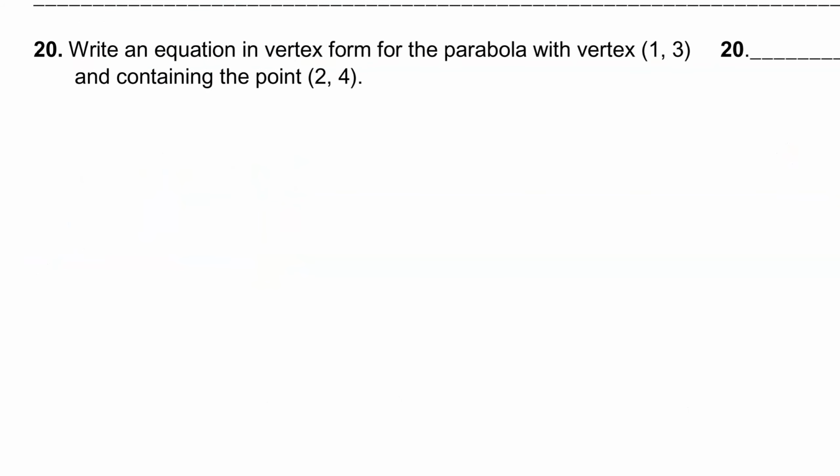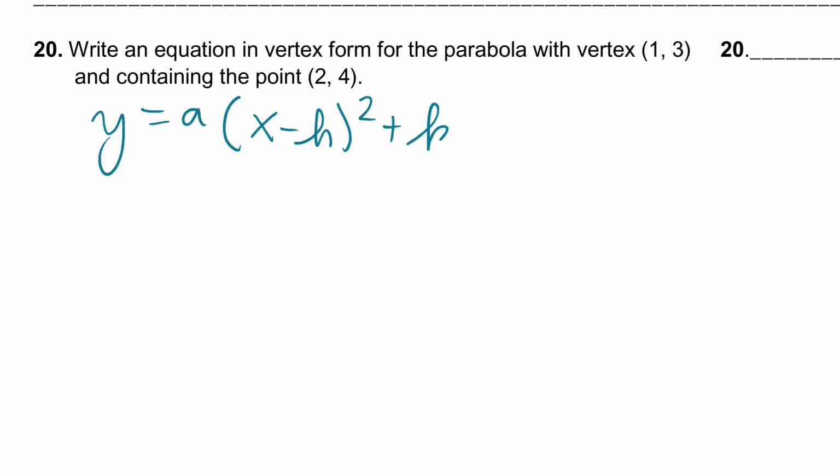Okay, last question. Write an equation in vertex form for the parabola with vertex (1, 3), containing the point (2, 4). So vertex form I give you: y equals a times (x minus h) squared plus k. I give you this equation. I gave it to you on your quiz. I'll give it to you on your test. The vertex literally tells you h is 1 and k is 3.